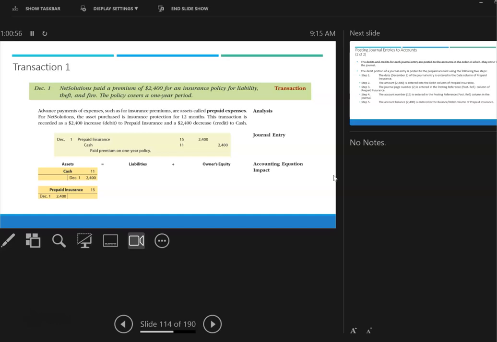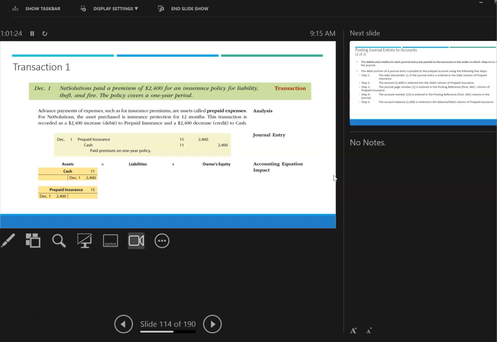When Net Solutions paid a premium of $2,400 for an insurance policy for liability, theft, and fire that covers 1 year. So this isn't 1 month, it's for a whole year. We're going to use an account called prepaid insurance. It's an asset. And we're going to credit our cash. That's the journal entry we are creating.